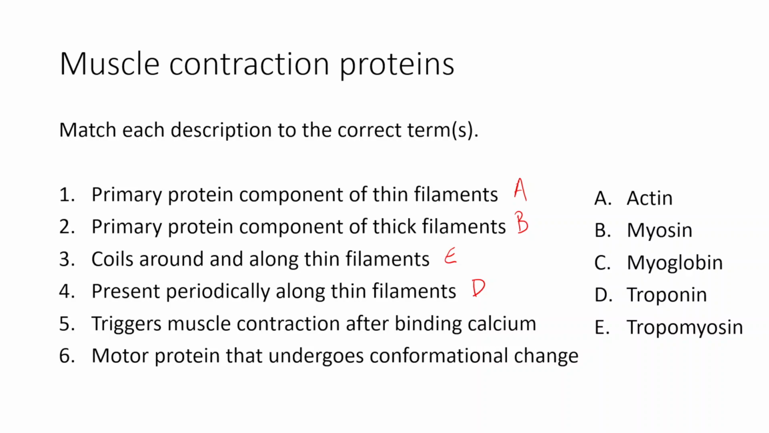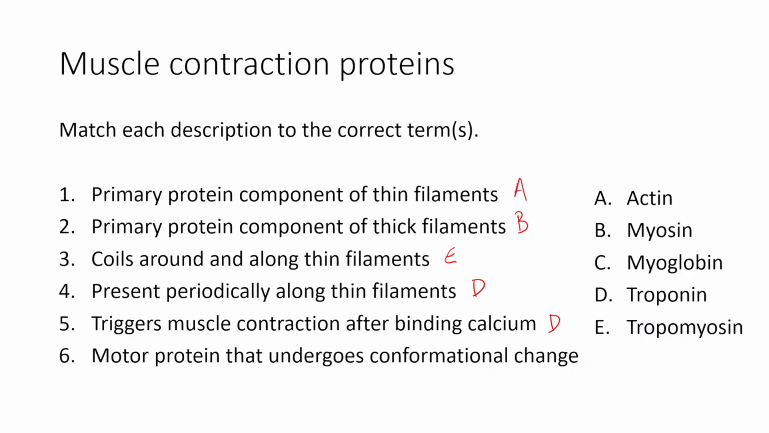So that's kind of a description of where they are, and now we'll talk more about what they do. So what protein triggers muscle contraction after it binds to calcium? Yeah, troponin again. So troponin helps move out of the way when it binds calcium, and that helps tropomyosin move out of the way, which makes space on the actin. So what now is the motor protein that undergoes the actual conformational change that makes the muscle contract?